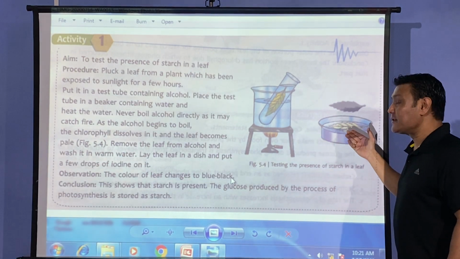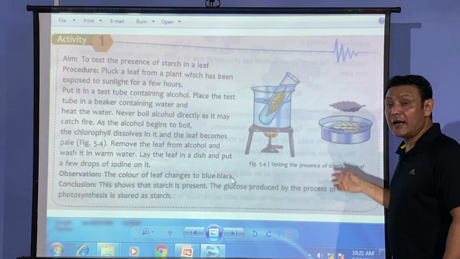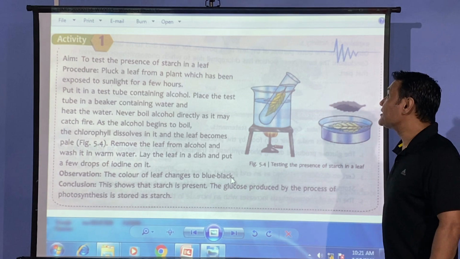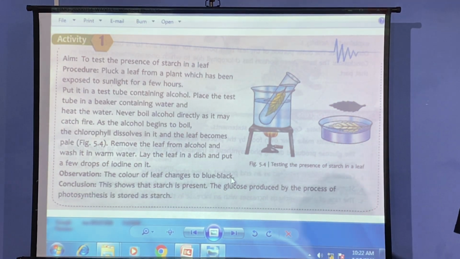Now if there is the presence of starch, what will happen? It will turn blue black in color. So that is the starch test. Okay. Now we go to another activity.